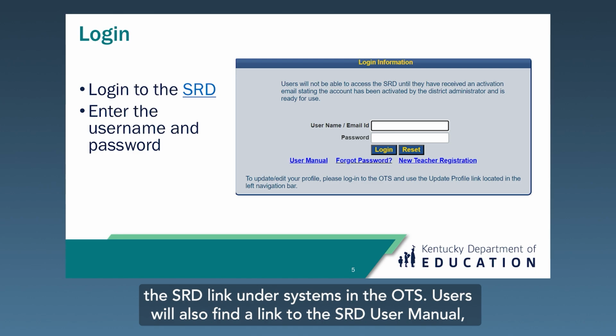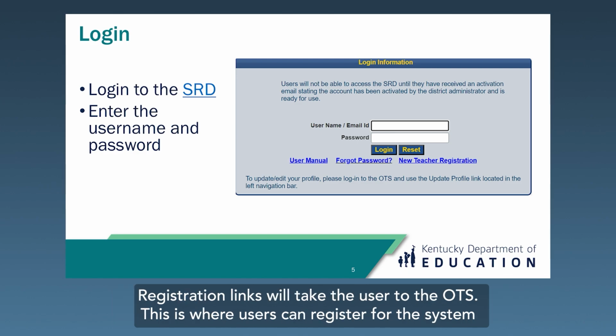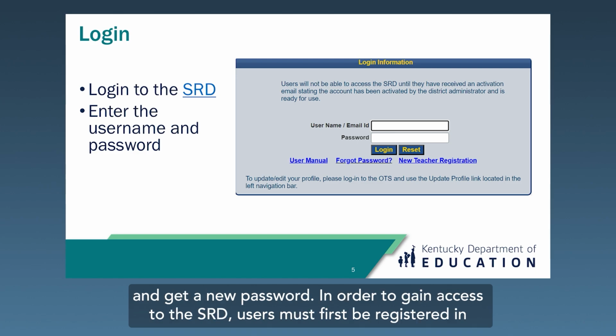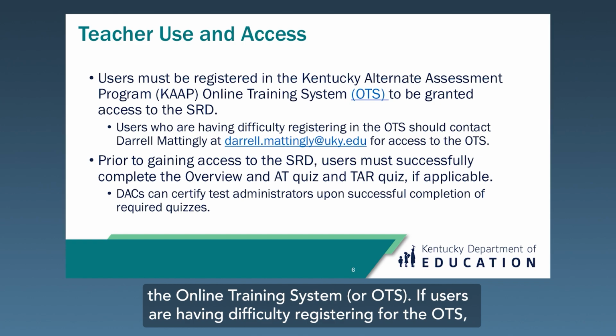Users will also find a link to the SRD User Manual, Forgot Password, and New Teacher Registration. Both the Forgot Password link and the New Teacher Registration links will take the user to the OTS. This is where users can register for the system and get a new password. In order to gain access to the SRD, users must first be registered in the Online Training System, or OTS.